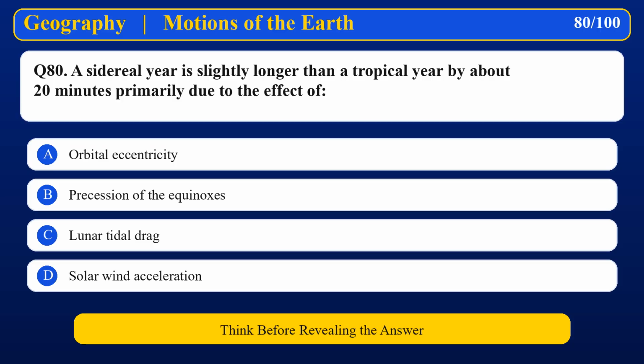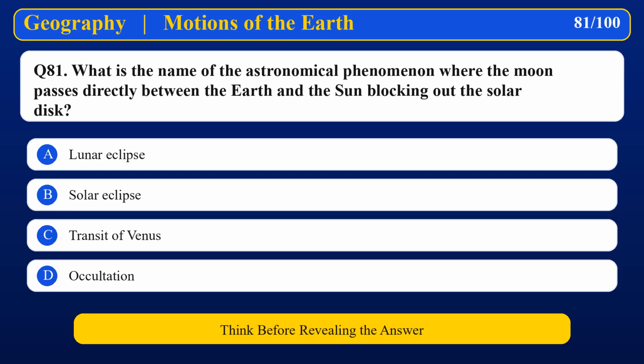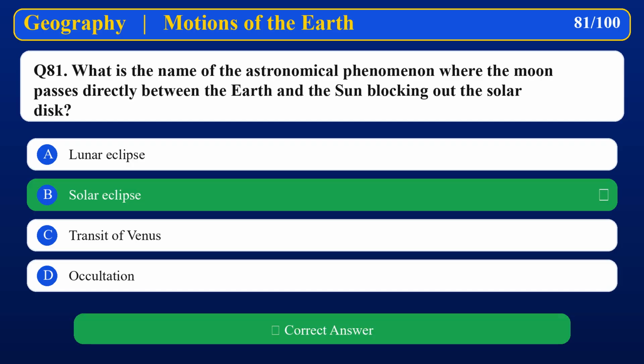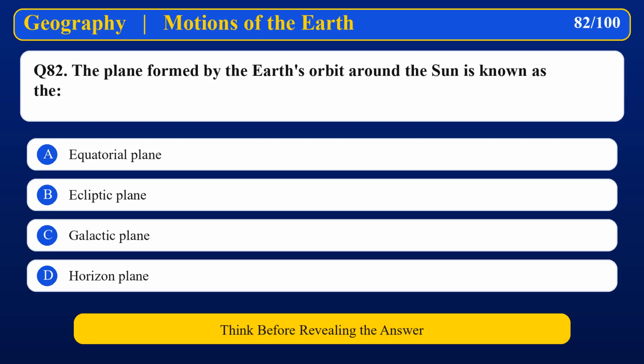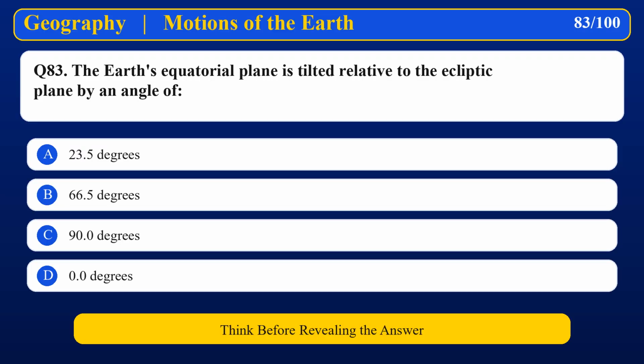A sidereal year is slightly longer than a tropical year by about 20 minutes, primarily due to the effect of the precession of the equinoxes. What is the name of the astronomical phenomenon where the moon passes directly between the Earth and the sun, blocking out the solar disk? Solar eclipse. The plane formed by the Earth's orbit around the sun is known as the ecliptic plane.